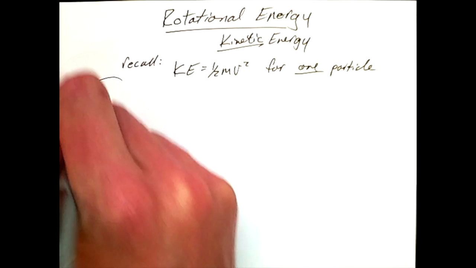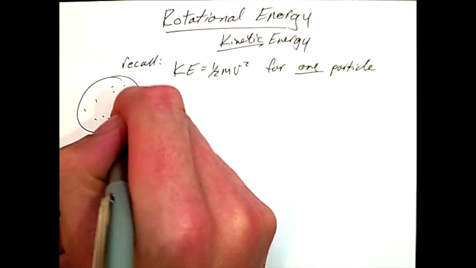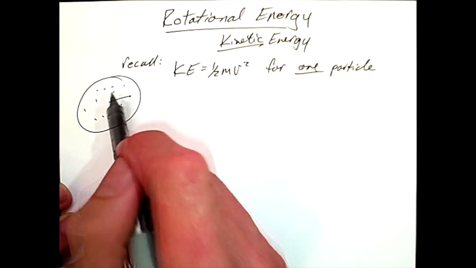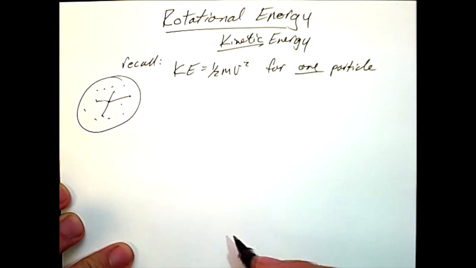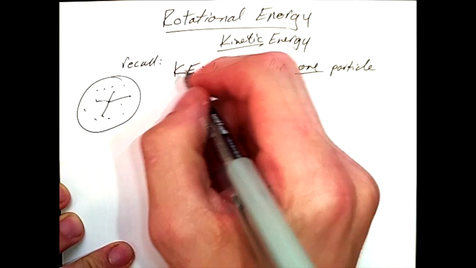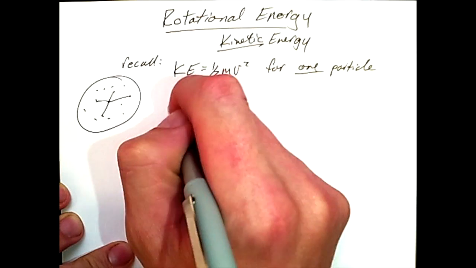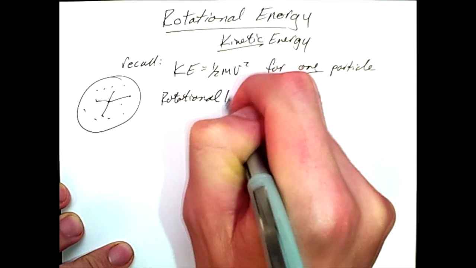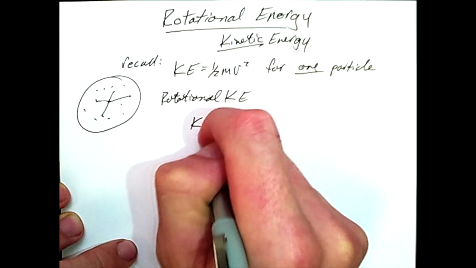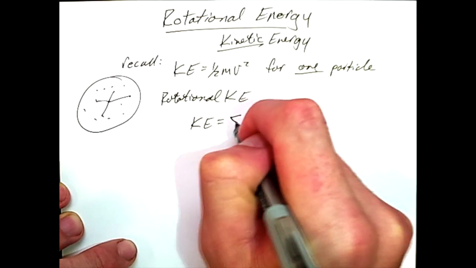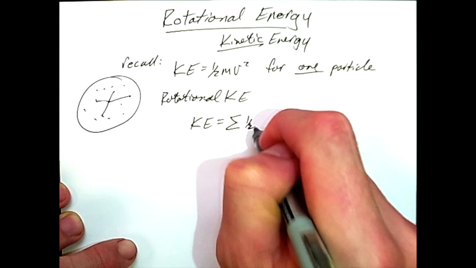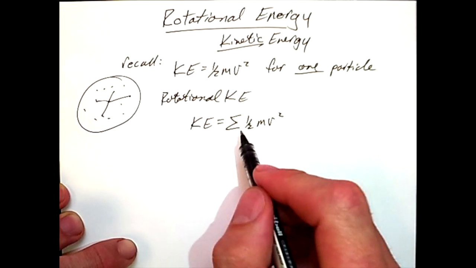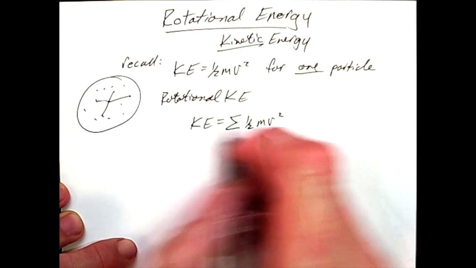But if I have a circular object, then there are multiple particles all over the place. And when this object starts to rotate, they all rotate at various speeds based on their particular radii away from the center of the circle. And so a rotating object would have, for the rotational kinetic energy, we would have KE being the sum of the change in kinetic energy of all 1/2 mv squareds, right?